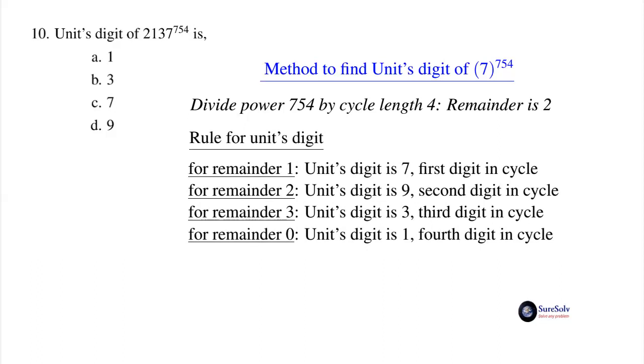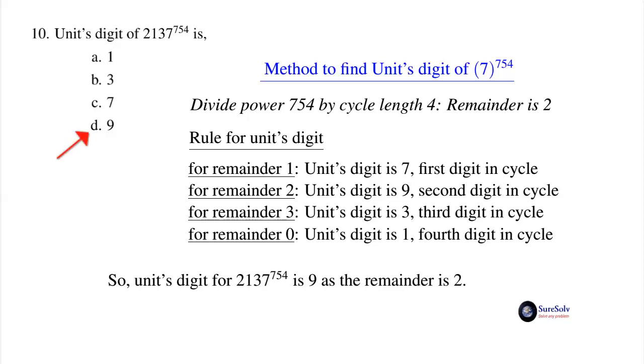The rules for final units digit are: for remainder 1, units digit is 7, the first digit in the cycle. For remainder 2, units digit is 9, the second digit in the cycle. For remainder 3, the units digit will be 3, the third digit in the cycle, and for the remainder 0, the units digit will be 1, the fourth and last digit in the cycle. Think it over. In our case, as remainder is 2, the units digit will be 9, the second digit in the cycle of 7931. Answer is option D, 9.